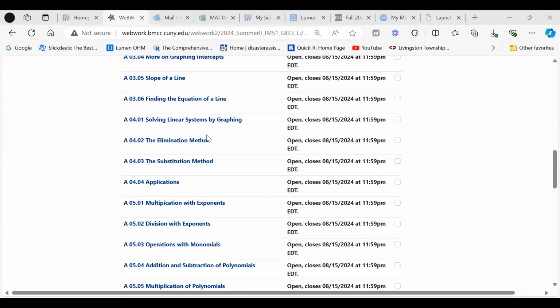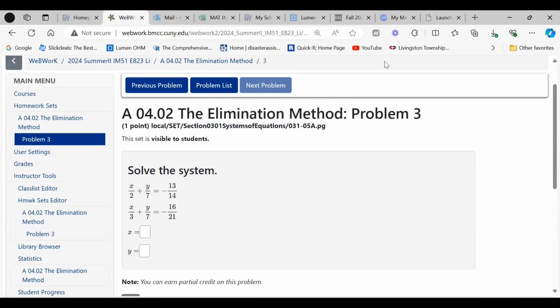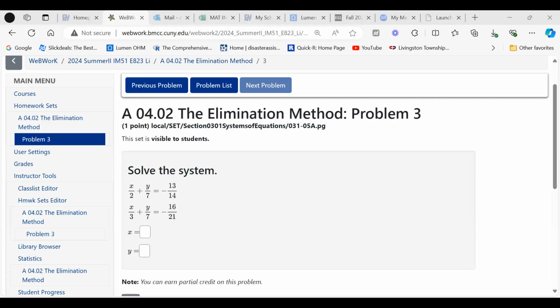So let's go back to question 3 here. All right, so now let's take a look at this question. I'm gonna show you how to simplify this first, before you jump into the solution process. If you see anything like this, where they're all in fractional form, one way to do this is turn everything into a whole number by using the LCD.